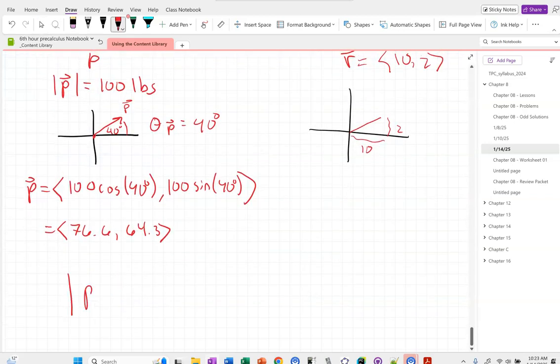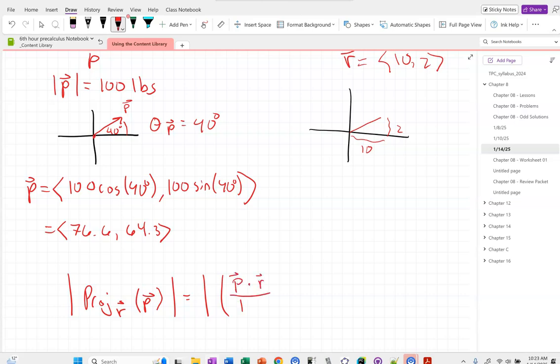All right. So now what I need then is the projection of the pole onto the ramp, or the magnitude of that projection. So that's the magnitude of P dot R over the magnitude of R squared times vector P. But I know I can separate that into the absolute value of the scalar times the magnitude of the vector.